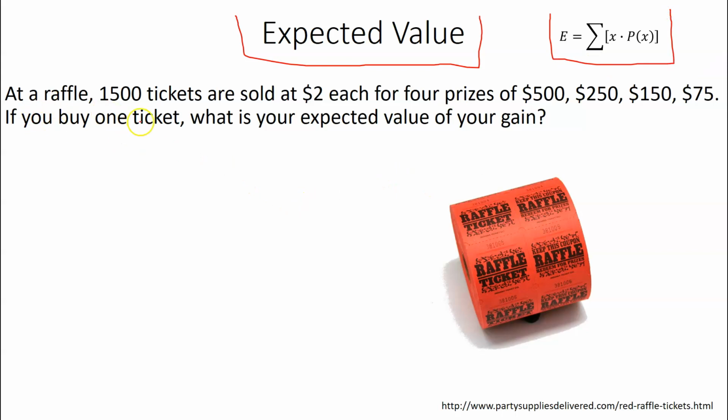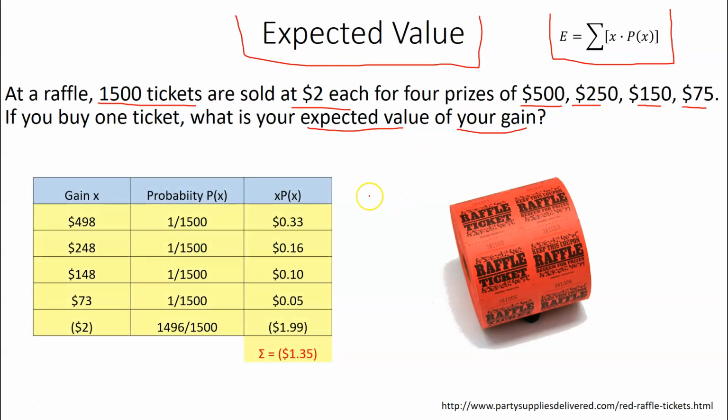In a raffle, you know how it works. People buy tickets and they get a chance that possibly their ticket will get drawn to win a prize. And in this scenario here, there's 1,500 tickets. They're going to cost $2 each. The prizes are a $500, a $250, a $150, and a $75 prize. The question, if you buy one ticket, what is your expected value, or this is also sometimes called your expected gain. You'll see that term as well, expected gain.